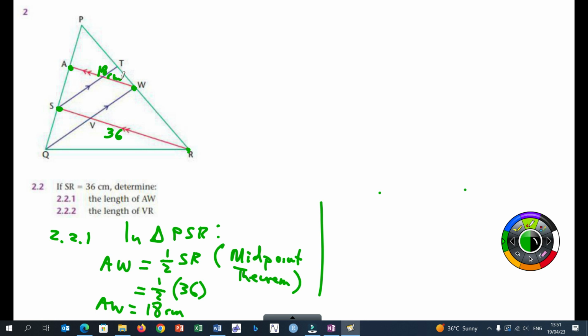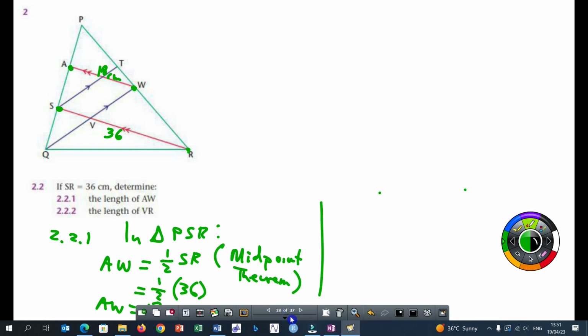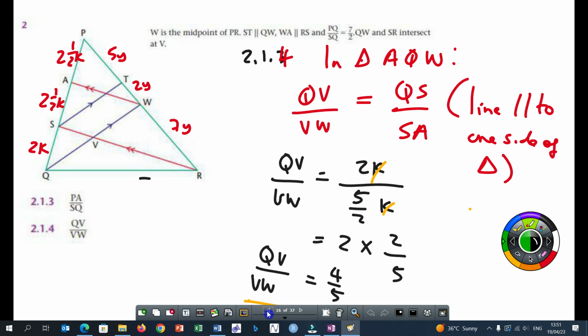Right? Then we now need to find the length of VR. Now to find the length of VR, we already know some of the ratios from yesterday's lesson. So let me go back. This is the diagram, right? If I want to calculate VR, I have to use triangle TSR. Do you see that? I'm going to apply the proportion theorem in that triangle.